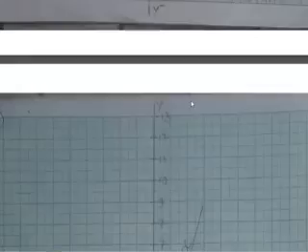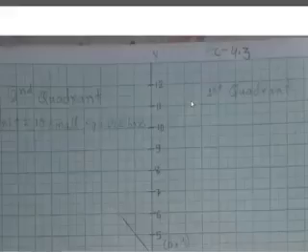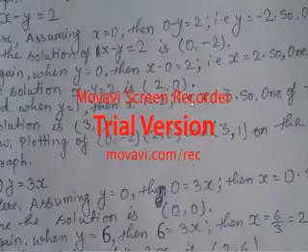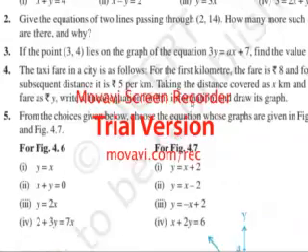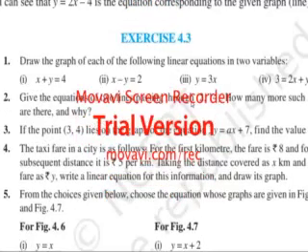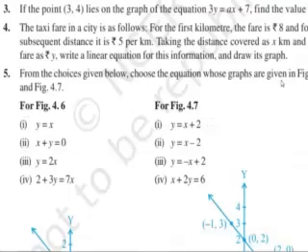Okay students, if you see the fourth question, this time the solution page is more than the book page. Here is our fourth question, that is 3 is equal to 2x plus y. How to draw this line? Let's see over here.